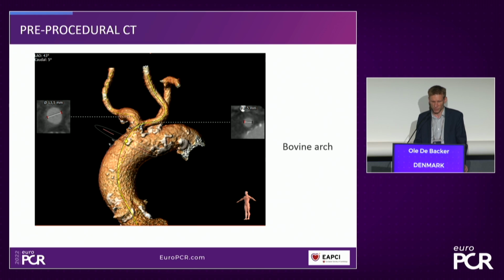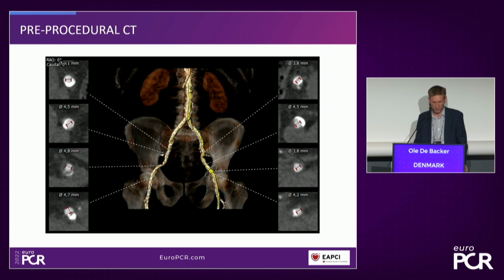There's a bovine arch here, where I was using cerebral embolic protection. Okay, let's focus on the axis. So then you have this CT sent to you. You see, first of all, it's a straight vessel, but maybe I can show you more here.